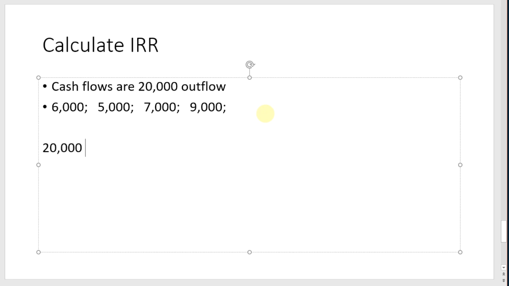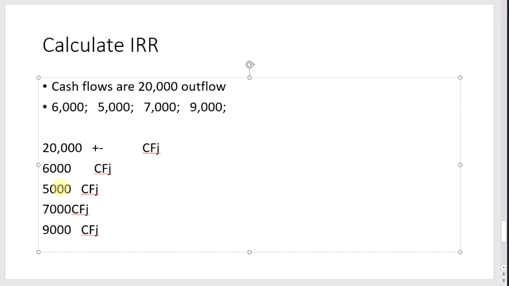20,000. Now this is an outflow, so we're going to hit our plus minus key. It's going to make that a negative, and then we're going to hit cash flow. And when you do that, CF0 shows up. Then we're going to hit 6,000, key in 6,000. Your cash flow key. Similarly for 5,000, hit your cash flow key. I don't know why it's doing that. 7,000. And finally 9,000.